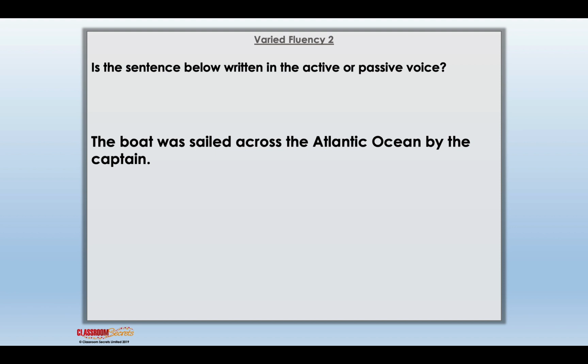Okay, so here's a question for you. Is the sentence below written in the active or passive voice? Big clue in two words in particular. The boat was sailed across the Atlantic Ocean by the captain. Passive. Why? Well, the two words was sailed are what identify passive voice for us there.